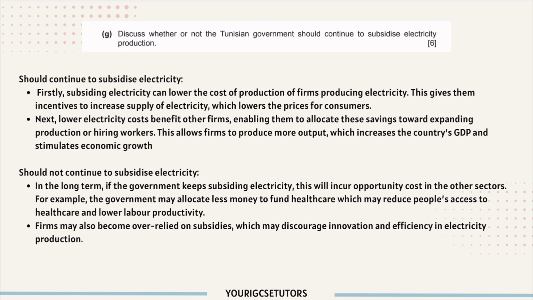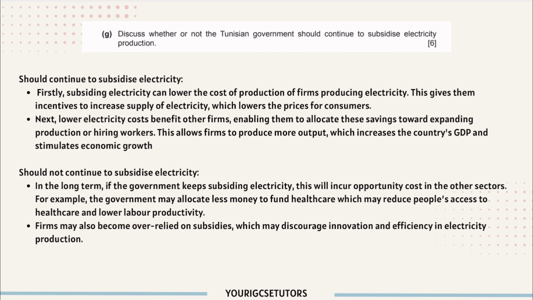Okay, so come to the against part. Why should government not continue to subsidize electricity? First one, in the long term, if the government keeps subsidizing, this will incur opportunity costs in other sectors. For example, the government may allocate less money to fund healthcare, which may reduce people's access to healthcare and lower labor productivity. Because when people are sick, they can't access healthcare and are not fit to work. So this lowers the labor productivity.